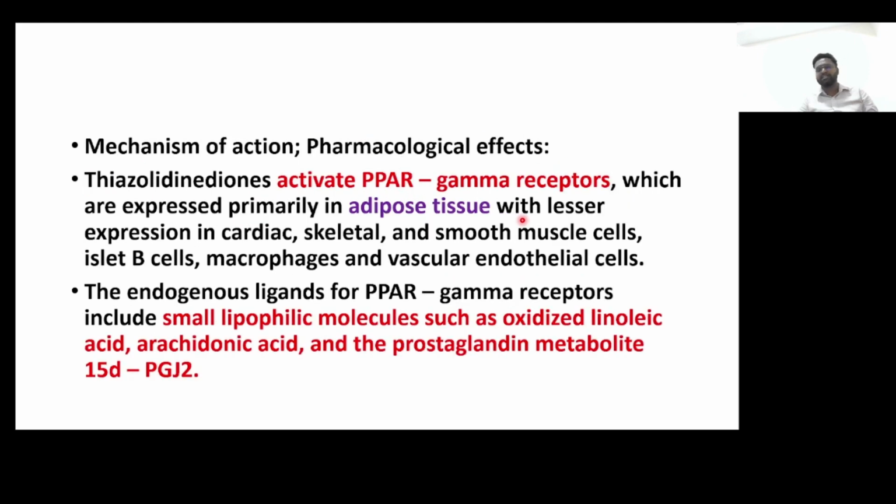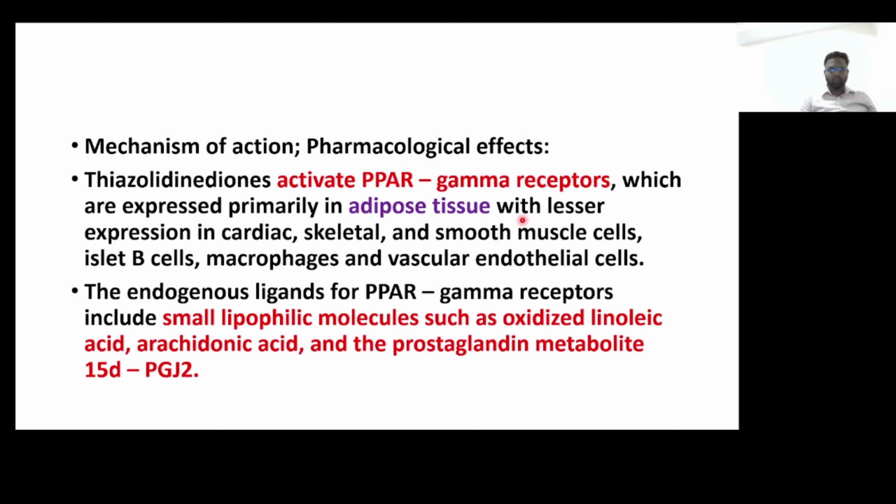Now coming to the mechanism of action, thiazolidinediones activate PPAR gamma receptors. It is expressed primarily in the adipose tissue. It also has lesser expression in cardiac, skeletal, and smooth muscle cells, islet beta cells, macrophages, and vascular endothelial cells.